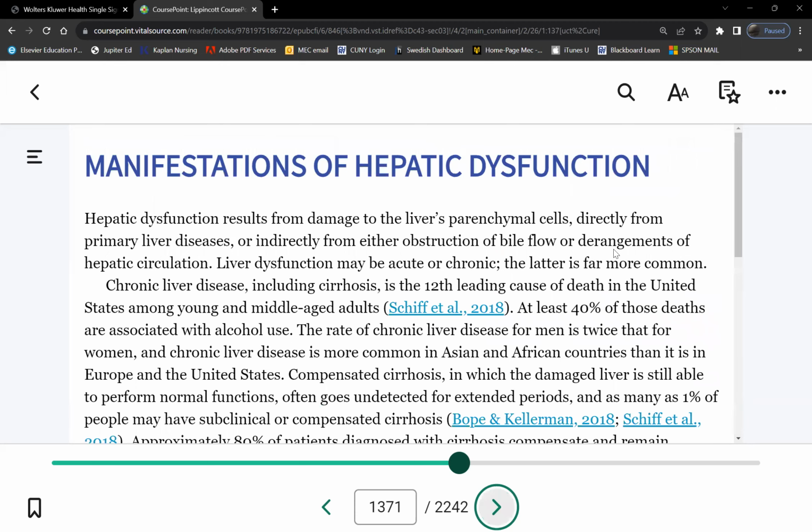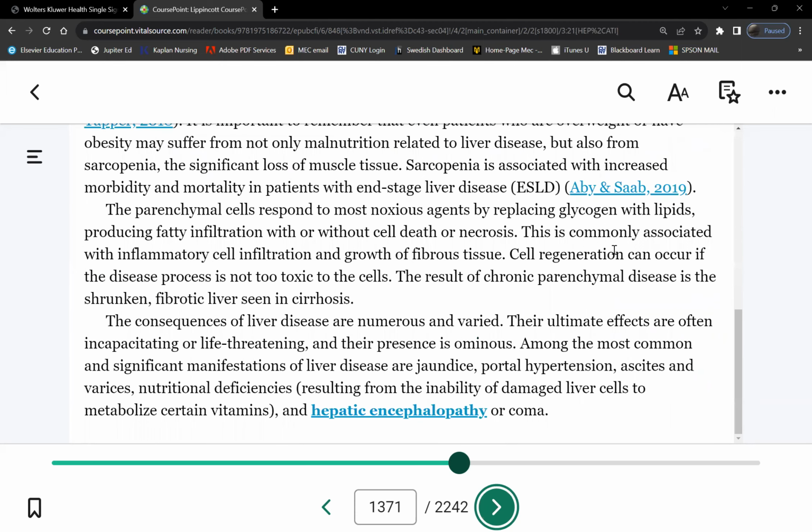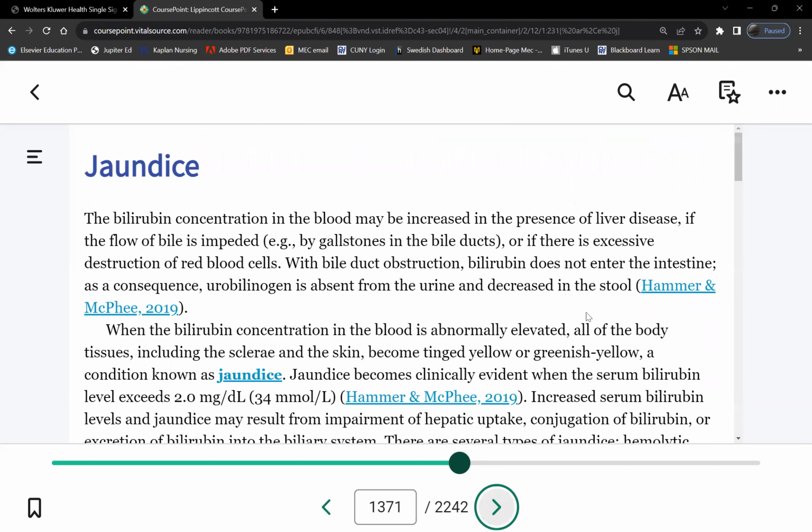So only your bleeding times will be affected. Okay, let's get to the problems. So jaundice is never a good thing. Jaundice indicates that you have increased bilirubin and your body is not able to get rid of it. So it leaks into the skin and also in the sclera of the eyes.